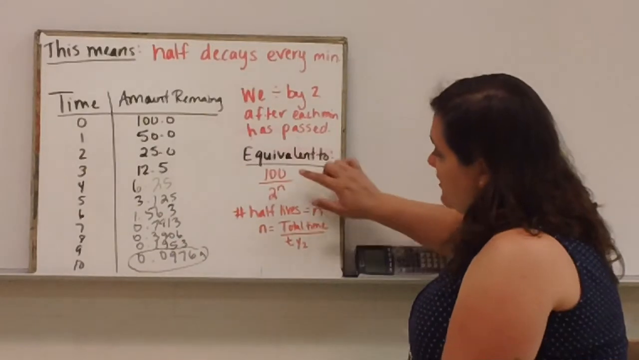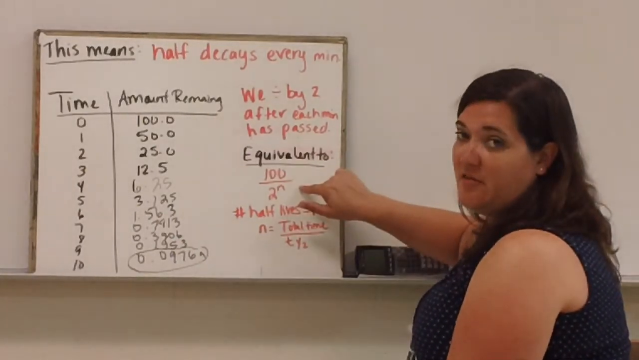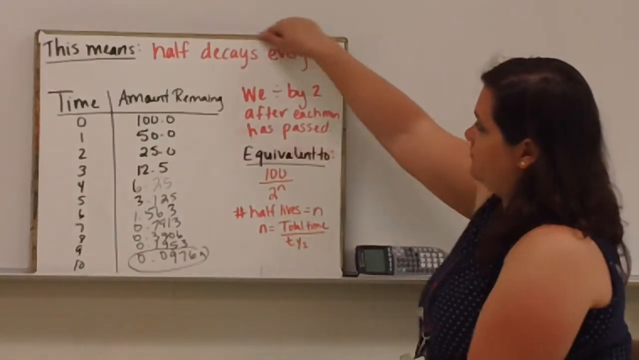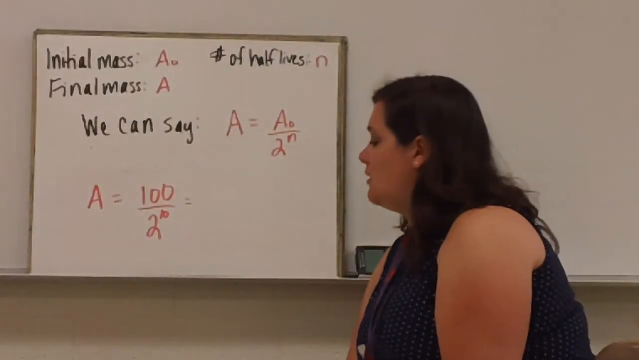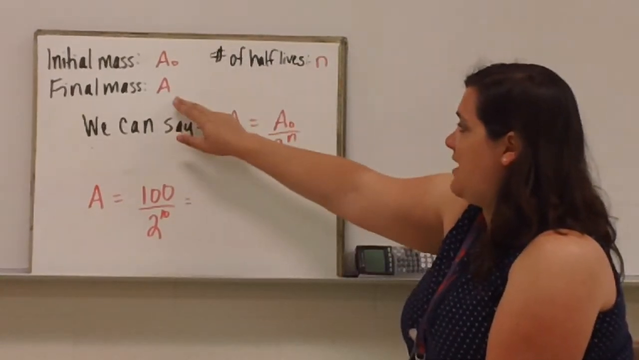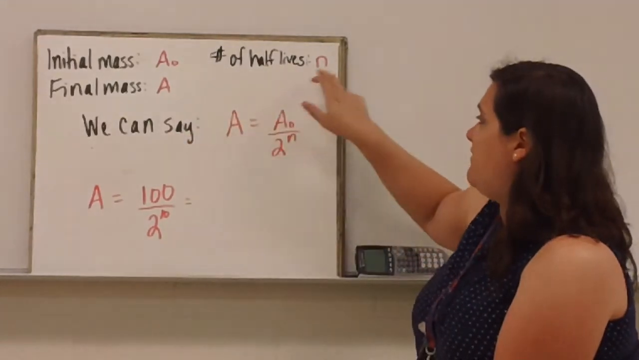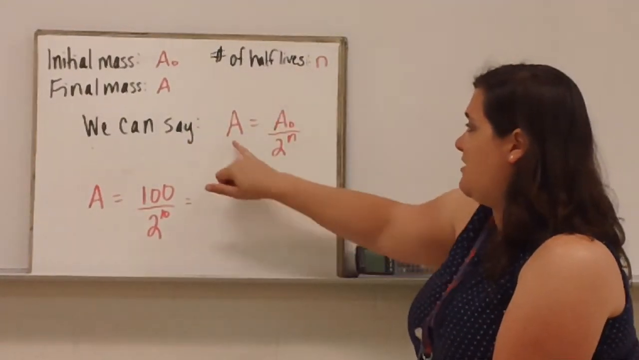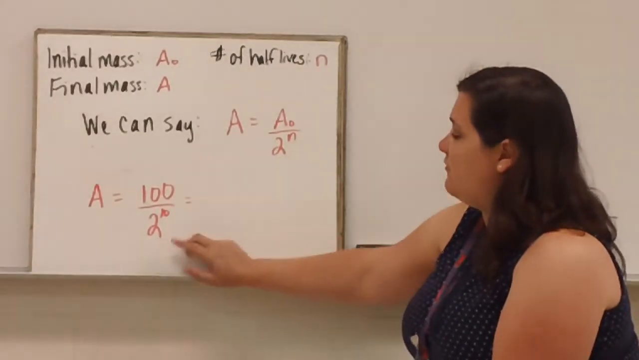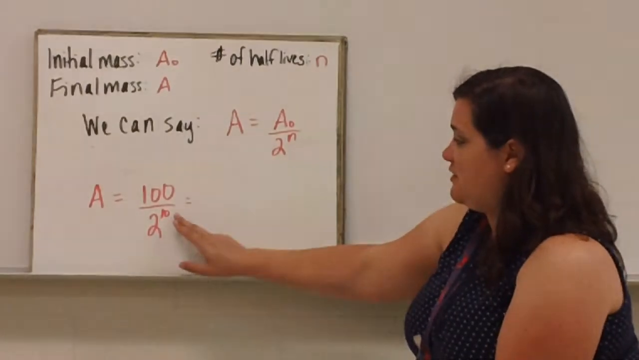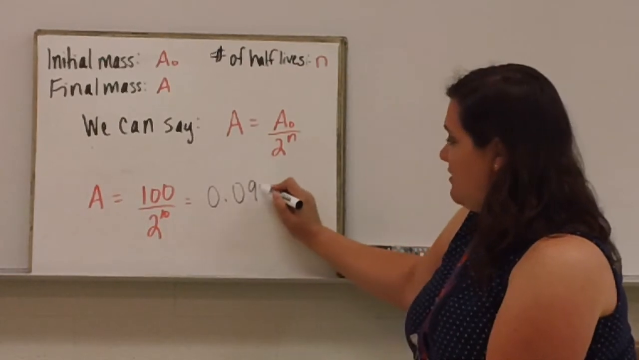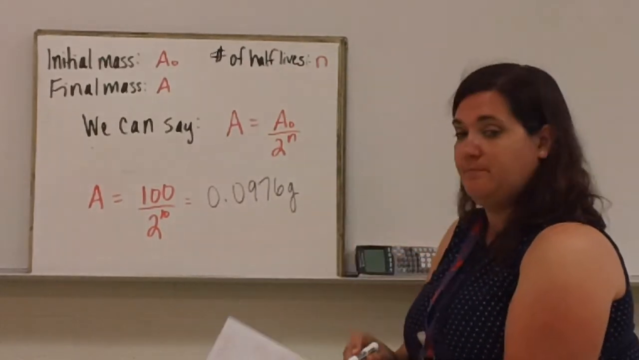So you could also plug in your calculator 100 divided by 2 to the 10th power, and that would give you the same value that we got by setting up our chart. So we use A sub 0 to stand for initial mass, A to stand for the final mass. The number of half-lives again is n. And so we can say that the final mass is equal to the initial mass divided by 2 to the n. And again, for our problem we just did, that would be 100 divided by 2 to the 10th power, which again comes out to be 0.0976 grams.